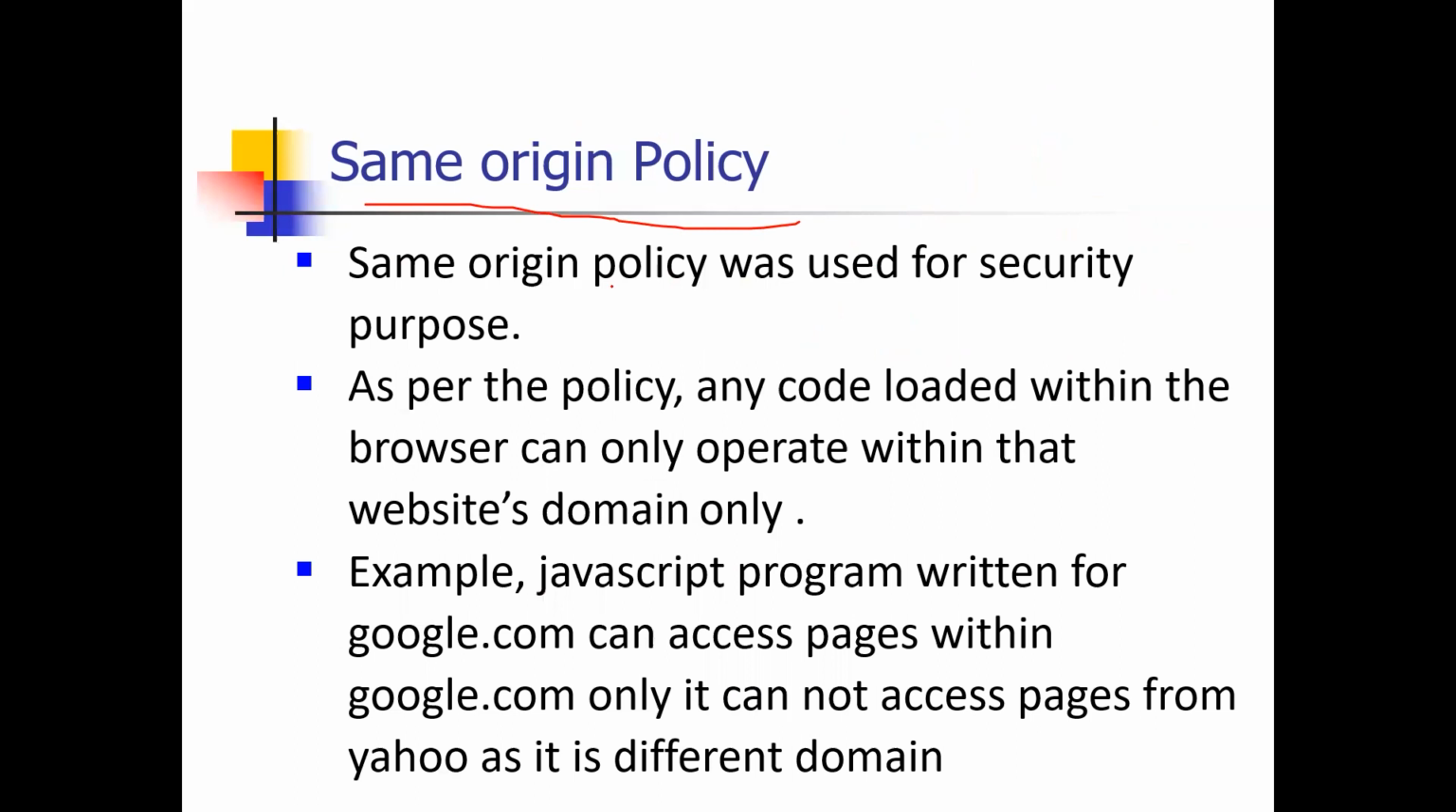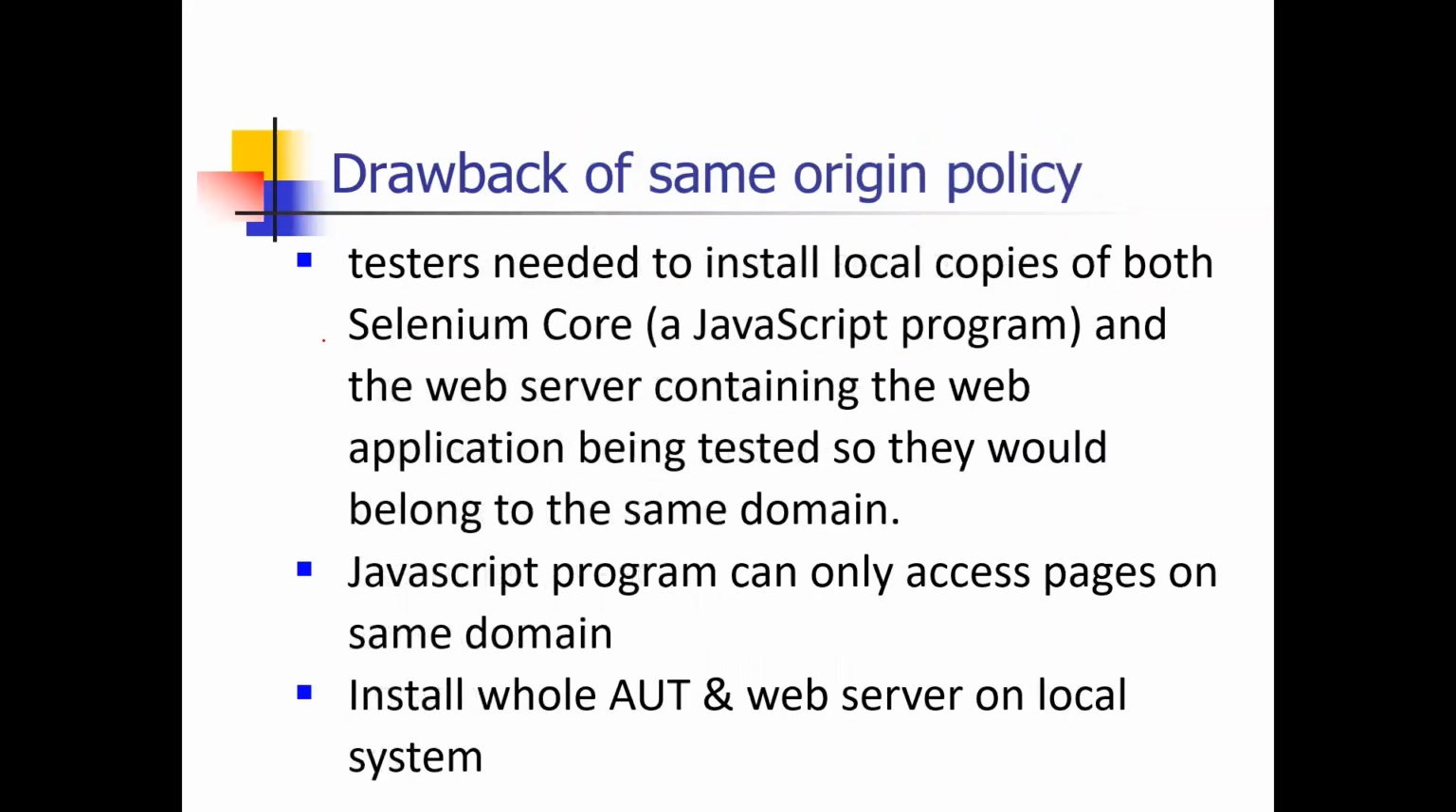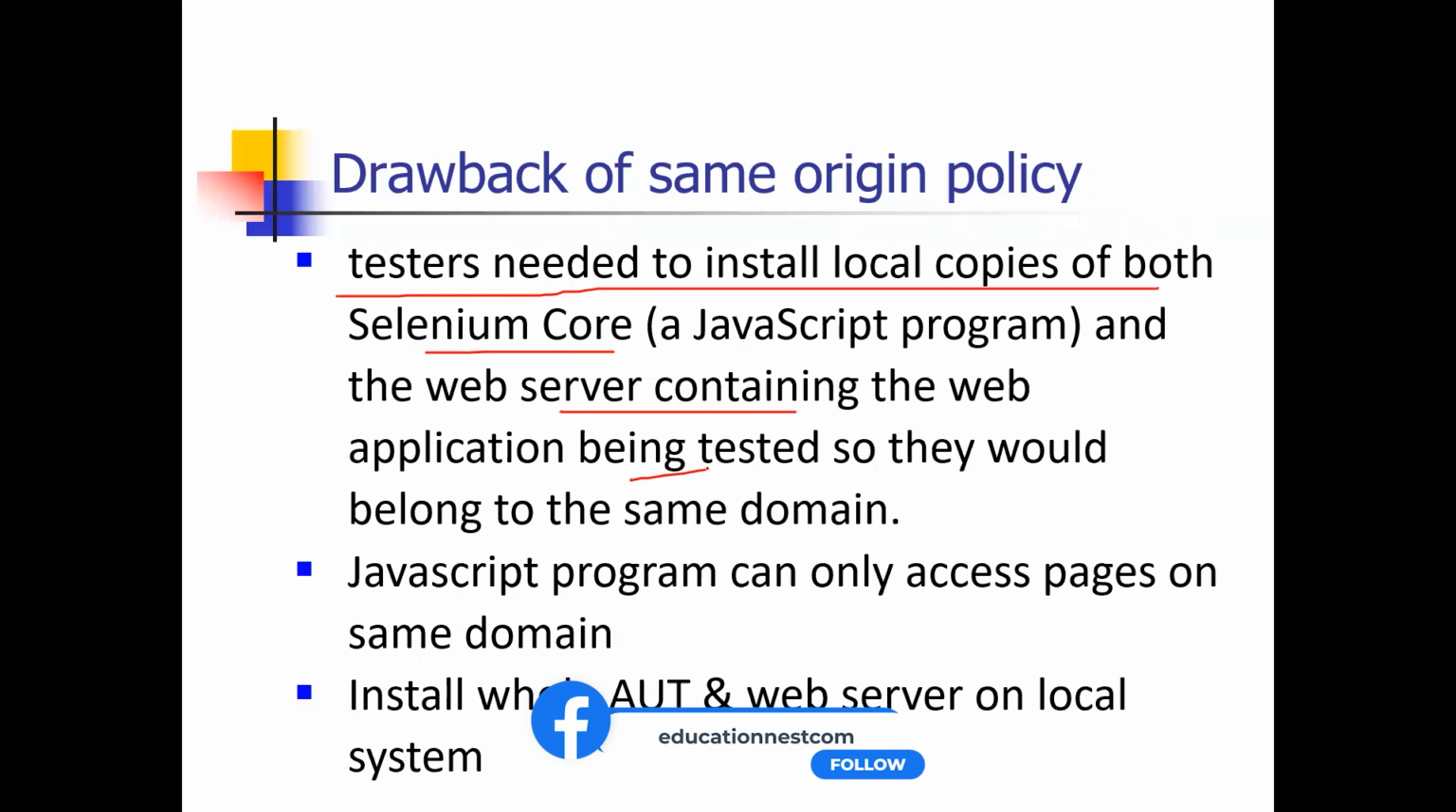While technology changes, according to today's generation, it becomes the drawback. Initially, it was the advantage because this was used for the security purpose, but after that, it becomes a drawback. What is a drawback? Testers needed to install local copies of both Selenium Core, meaning the JavaScript program, and the web server containing the web application being tested.